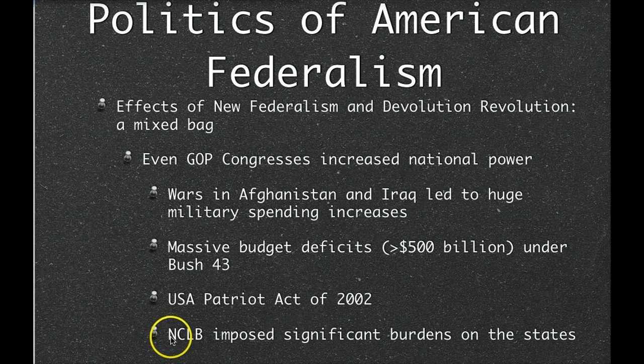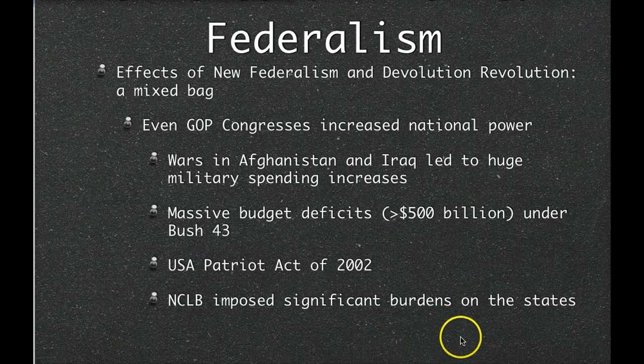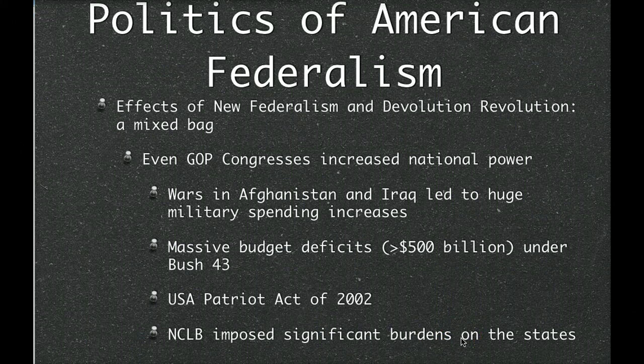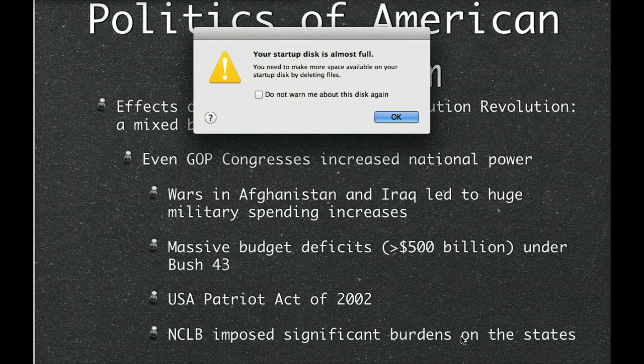And NCLB, No Child Left Behind, imposed significant burdens on the states, which is why it's going out of fashion.